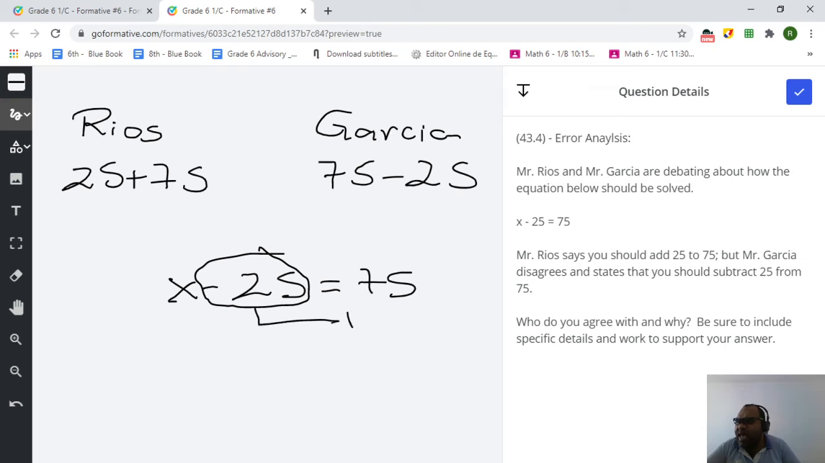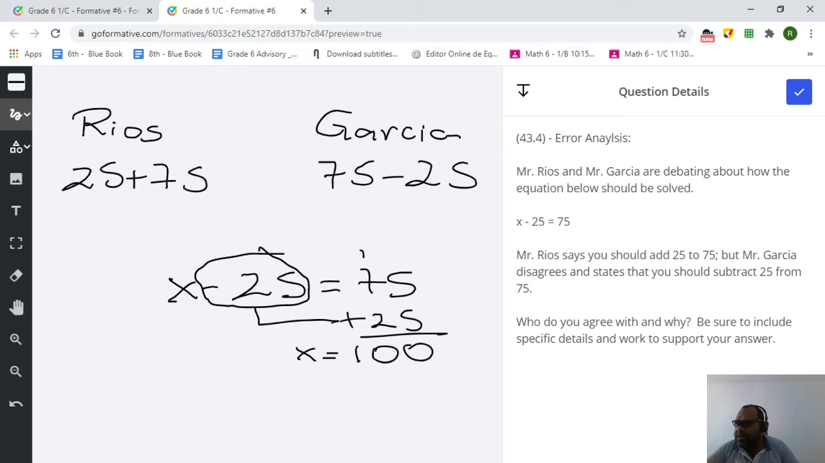What is the opposite of subtract 25, guys? It is adding 25. 5 plus 5, 10, carry 1. 7 plus 1 is 8. 8 plus 2, it is 10. 100. Nice. And x equals 100.